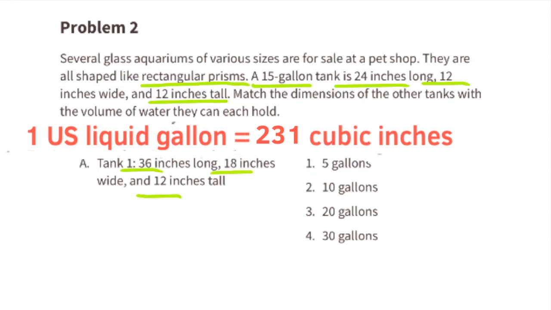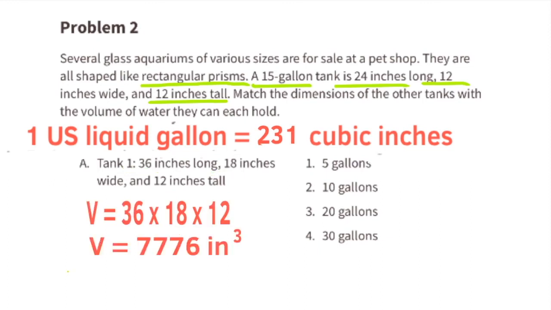Here's the first one. 36 times 18 times 12. That's a volume of 7,776 cubic inches. So I'm going to see how many times 231 goes into that.